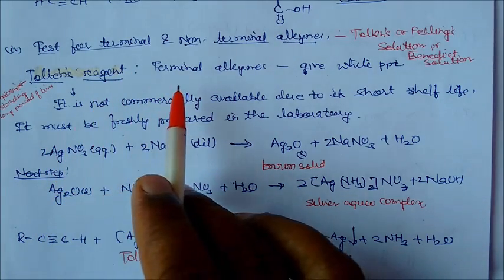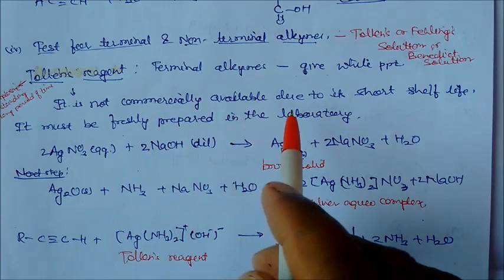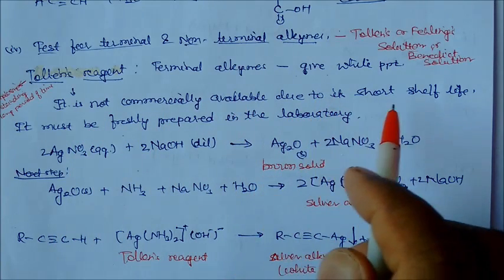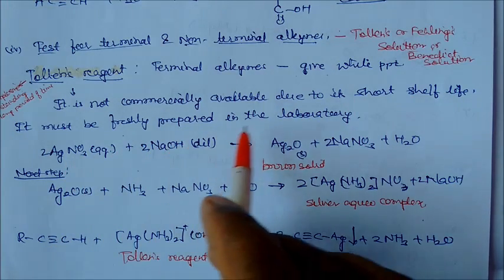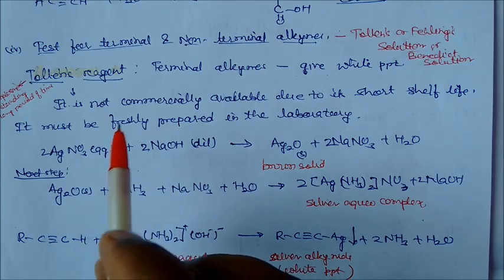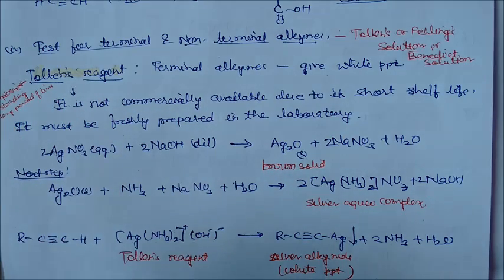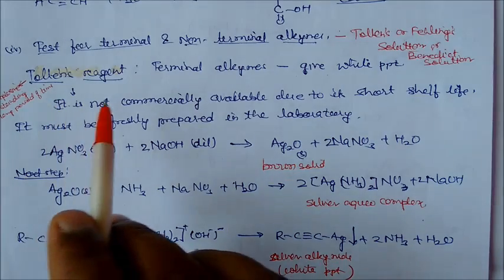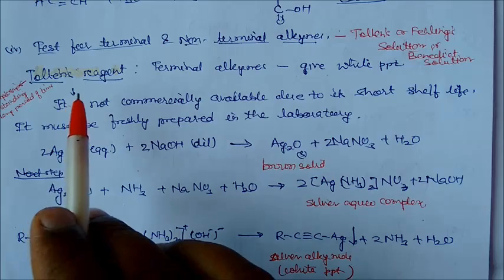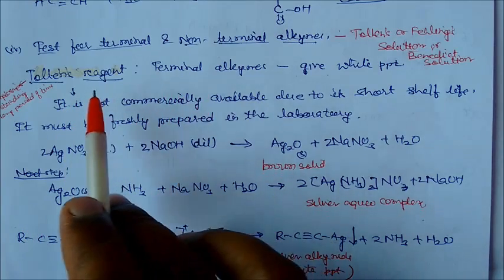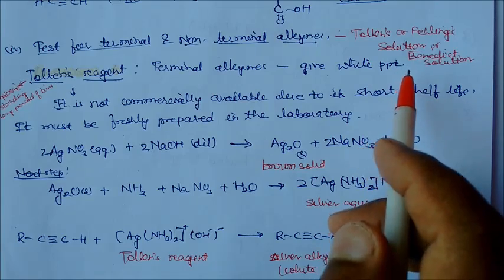Tollens reagent is actually not commercially available. Why? Because it has a very small shelf life, so it should be prepared in the laboratory. And one more important thing is that if you keep this Tollens reagent for a long time, it becomes explosive. That's why it is freshly prepared. When terminal alkynes react with Tollens reagent, it will give a white precipitate. So let us see this reaction.